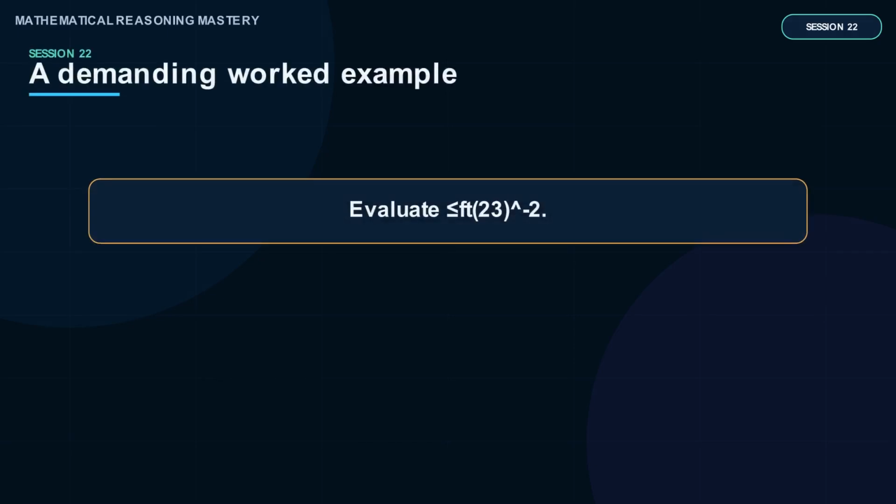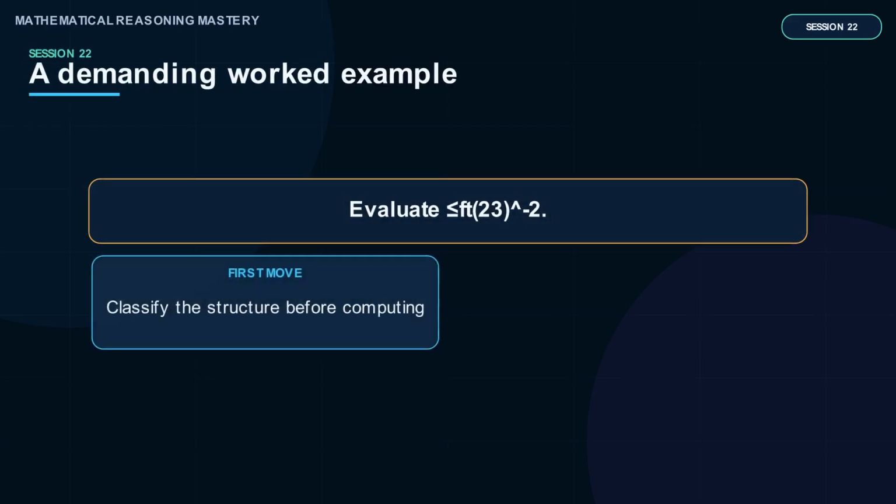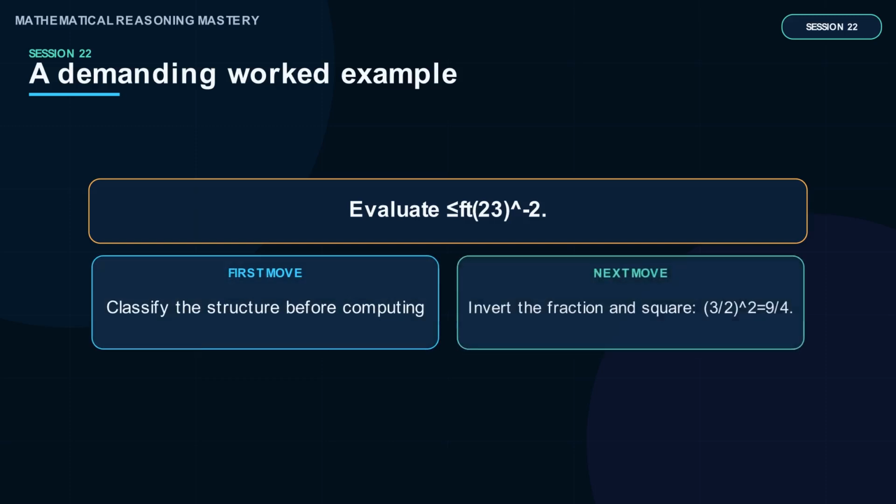Here is a challenge. Evaluate (2/3) to the power of minus 2. Restate what is requested before touching the choices. The first move is to classify the structure before computing. Apply it directly to the quantities and conditions in this problem. Now use the core reasoning. Invert the fraction and square. (3/2) squared equals 9/4. Keep each equality, comparison, or unit conversion visible.